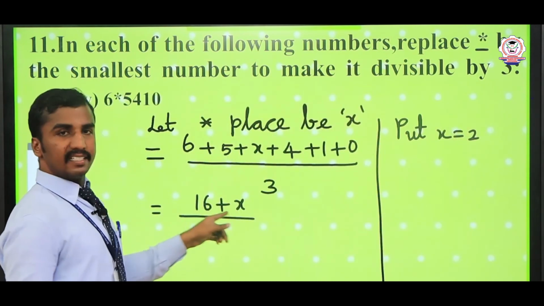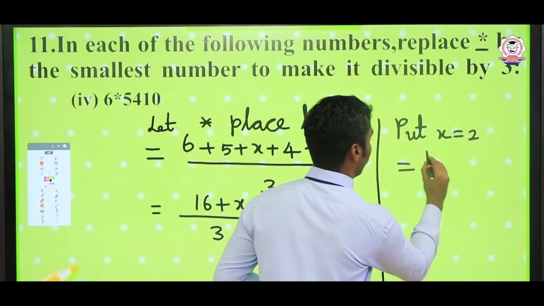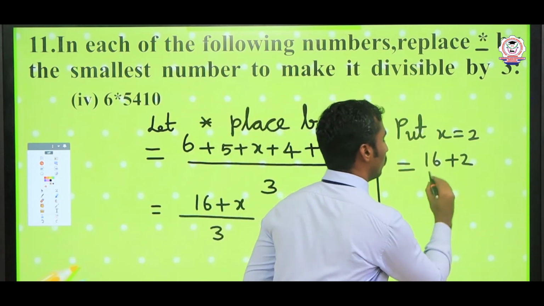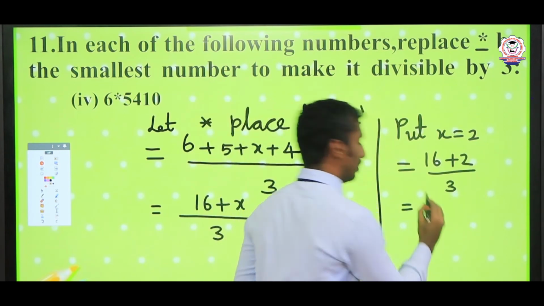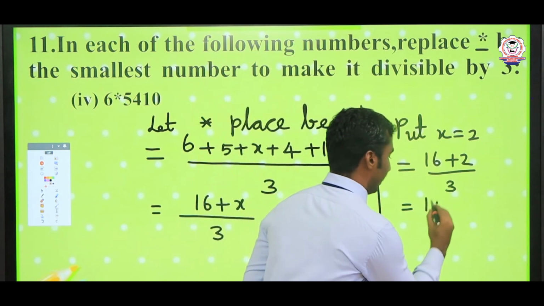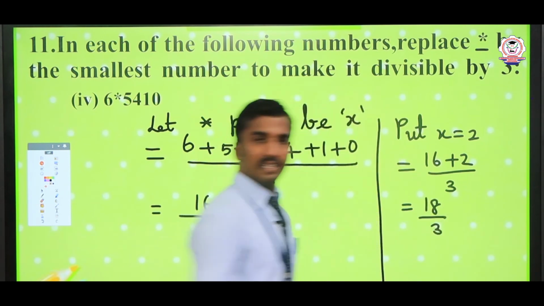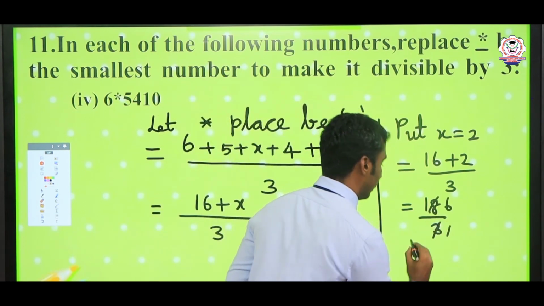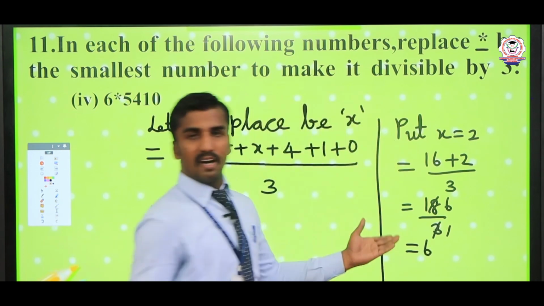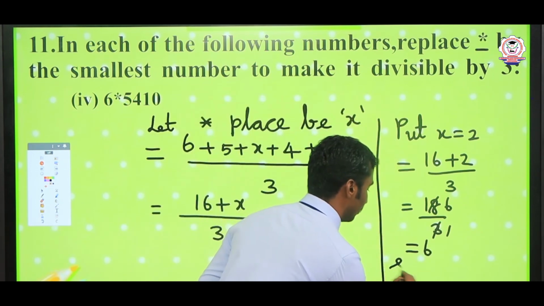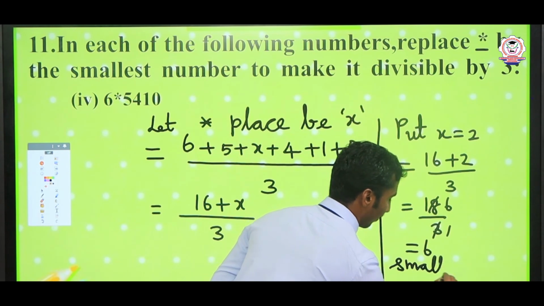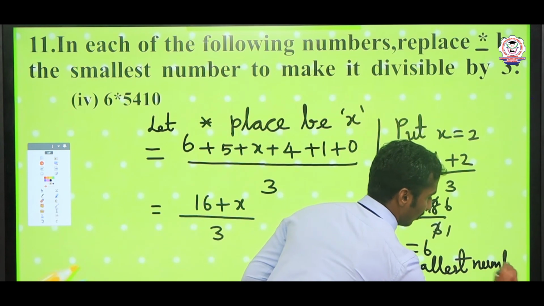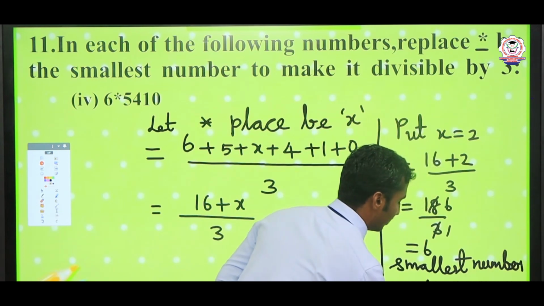So 16 plus x divided by 3, with x equal to 2: 16 plus 2 divided by 3. 16 plus 2 gives 18. So 18 divided by 3, how many times? Very good, 6 times. 3 sixes are 18. So here the smallest number is 2.